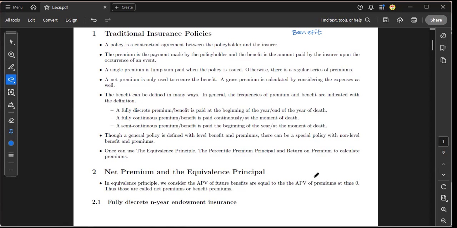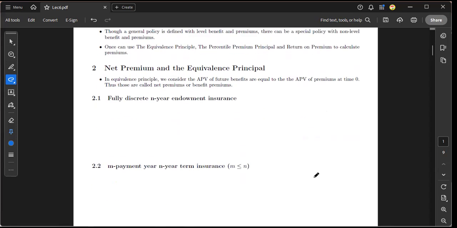It says we consider that the present value of the future benefit is the same as the present value of the future premium payment. So you don't have any discrepancy. At the beginning, you have present values equal for both the benefits and the premium payment schemes. That means no one gets an advantage from the insurance at the time of purchase.